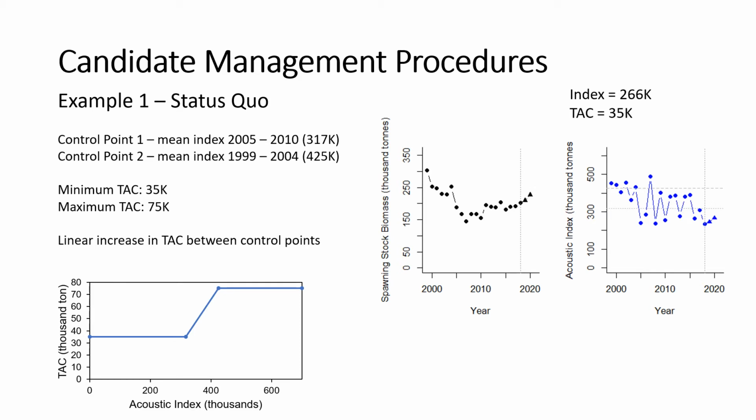The plots have now been updated for the second projection year. In this case, the simulated spawning stock biomass increased again by a small amount. The acoustic index increased as well, but as it is still below the control point, the TAC remains at 35,000 tonnes. The plots have now been updated for the third projection year. Here the spawning stock biomass increases a small amount from the previous year, while due to observation error the index increases by a larger amount. As the index is now above the first control point, the TAC is calculated from the harvest control rule and set at just over 41,000 tonnes.